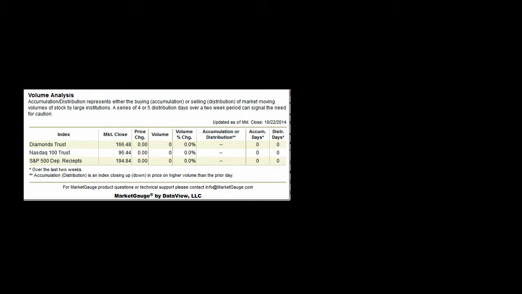Accumulation days are counted when the index closes up on higher volume than the prior market day, while distribution days occur when the index closes down on volume higher than the prior market day. Last week also, the Nasdaq 100 Trust ended in neither accumulation nor distribution mode.